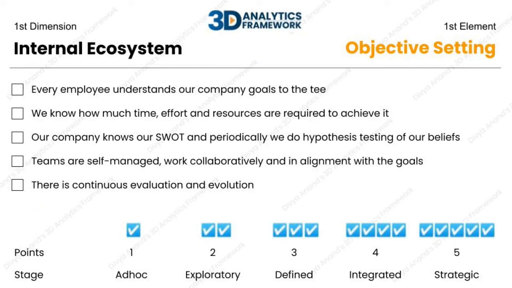This is our first element, objective setting. There are 5 questions which can indicate how well organizations are able to set goals or objectives. Are they reasonable in their expectations? Are they communicating effectively with employees? And are they evaluating themselves continuously and moving forward? Pause the video here and check how many of these statements are true for your organization. Give yourself 1 point for every tick, and then we will move to the next element.